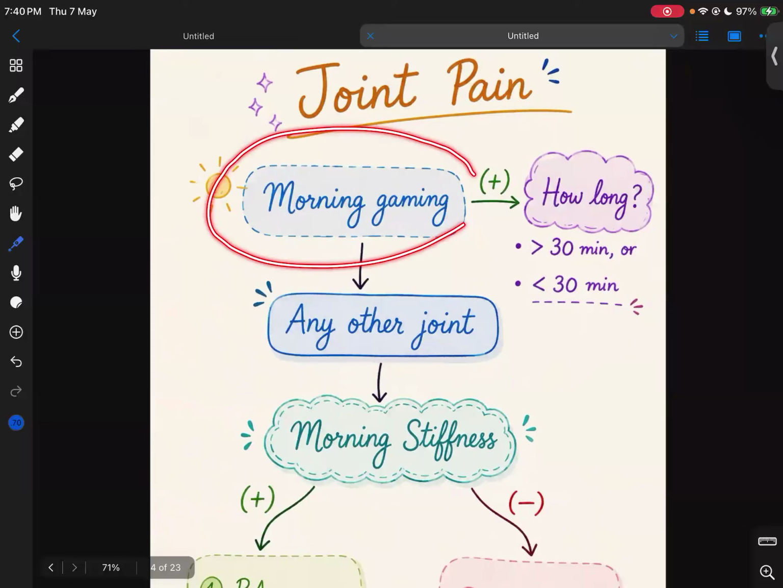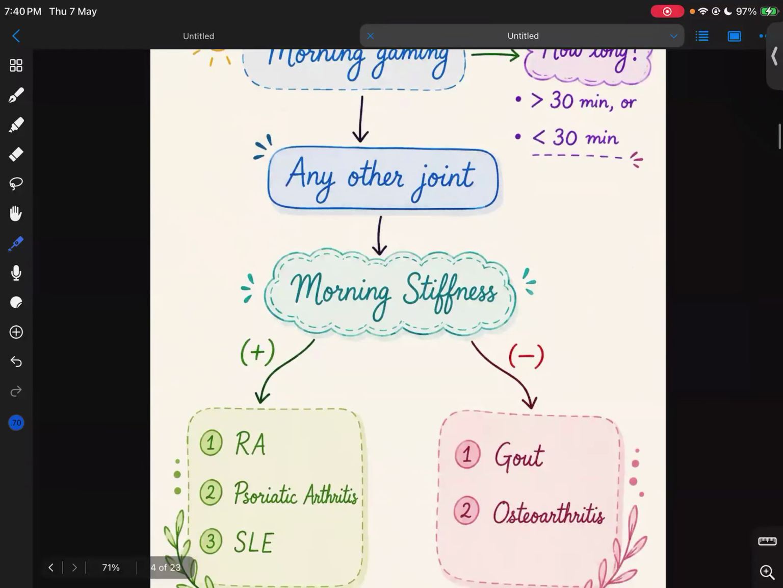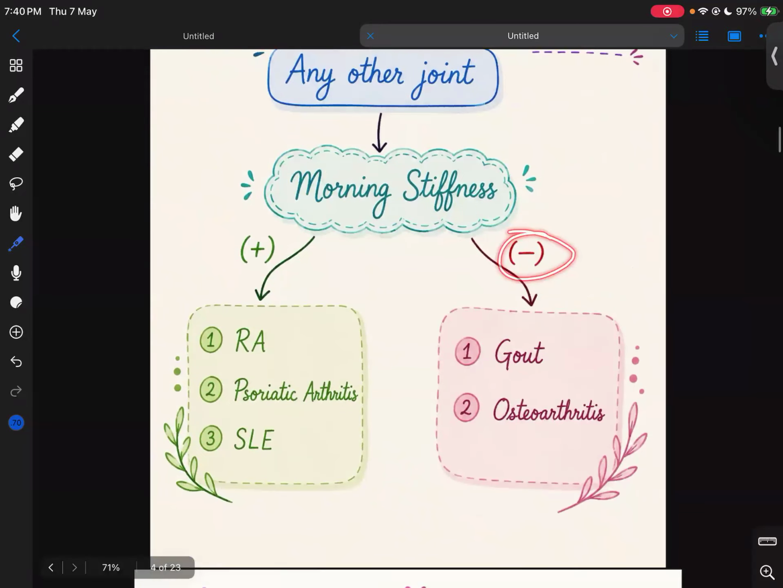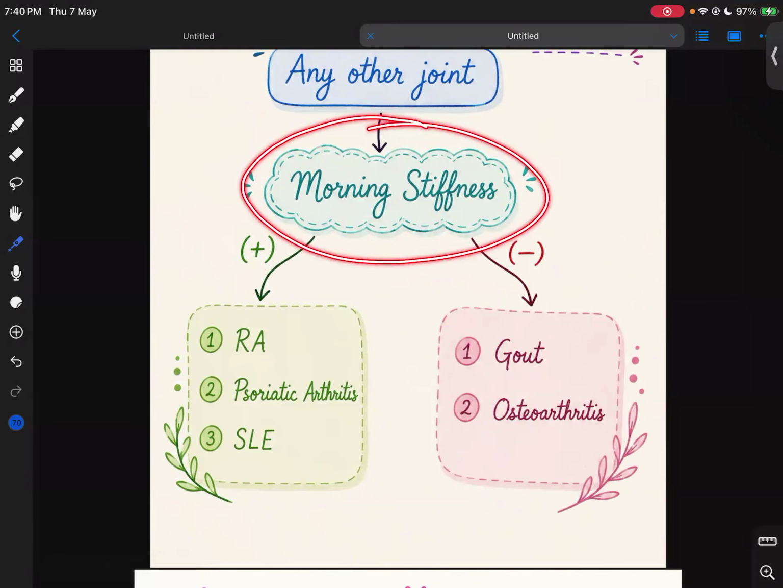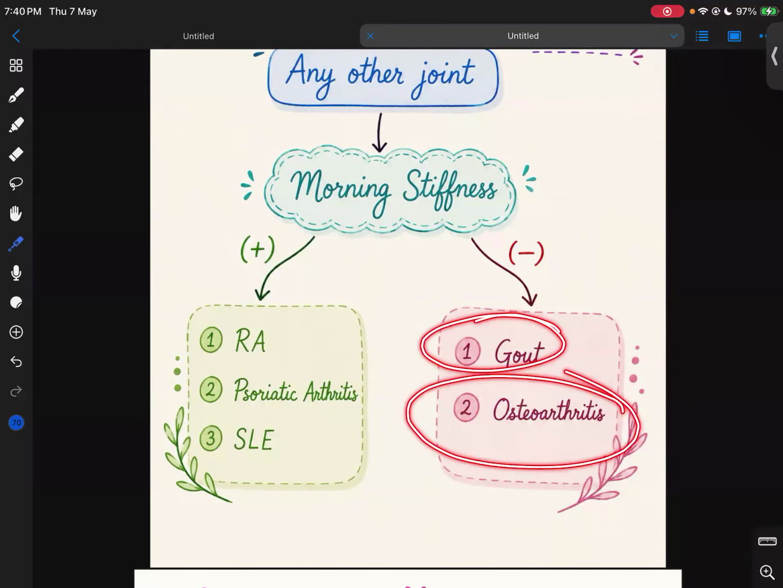So after morning stiffness, we have to ask about any other joint pain. Then, based on the presence and absence of morning stiffness, we have to divide our differential diagnosis. If the morning stiffness is present, then it can be either rheumatoid arthritis or psoriatic arthritis or systemic lupus erythematosus. All of these cases have come in the PACES exam. If there is no morning stiffness, then it is mechanical pain. For the PACES exam, it will be either gout or osteoarthritis.